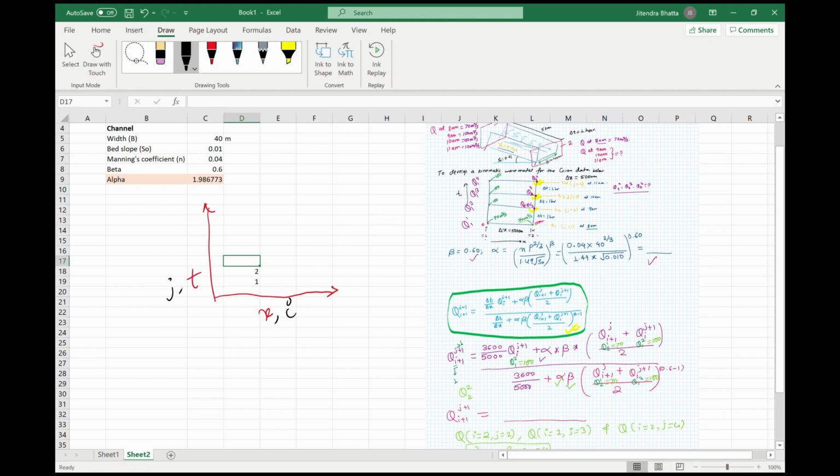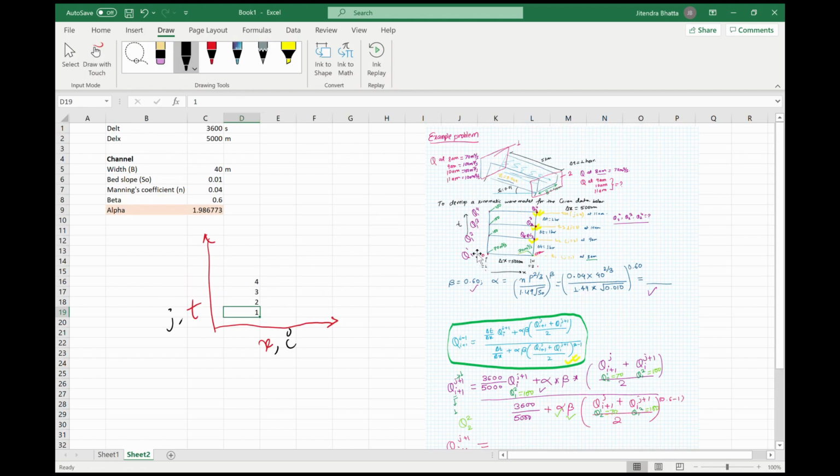So j is 1, 2, 3 and 4, because there are 4 steps in time, t1 to t4: 8 AM, 9 AM, 10 AM and 11 AM. So right here, this is 8 AM, 9 AM, 10 AM and 11 AM. For I, this will be 1, this will be 2. This one here is at 0 meters and 2 here is at 5000 meters.